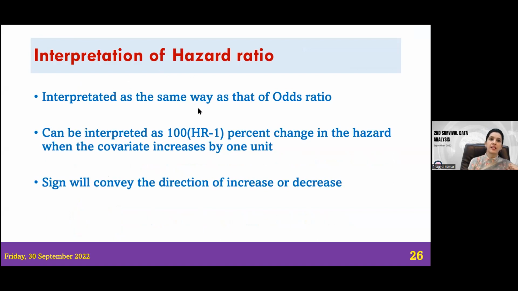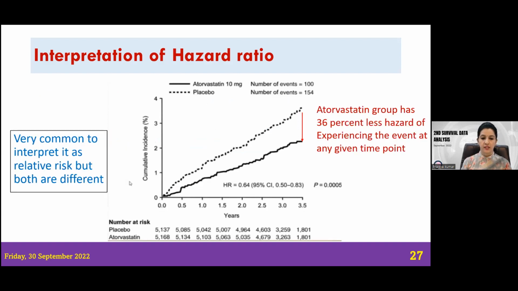interpretation again, we'll see this, but you can express this as HR minus 1 is the percentage change in the hazard when the covariate increases by 1 unit, if it is a continuous variable, or if it is categorical, you can say taking the reference category. And this sign will convey the direction of increase or decrease.